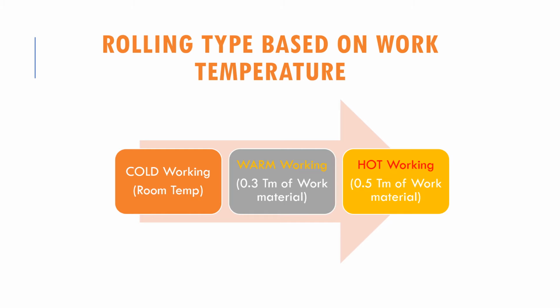The next thing that we are going to look into is the rolling type based on the work temperature. As we went through in the introduction previously, I've already introduced to you three types of working, which are cold working, warm working, and also hot working. In the rolling process, the working processes involved will be cold working and hot working only.